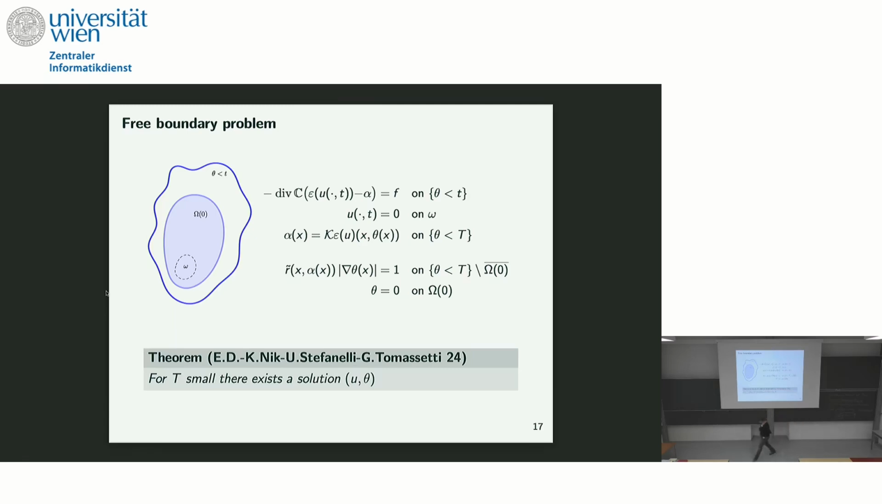So going back to our free boundary problem, now we can solve the equilibrium problem given the growth. The question is whether we can also solve the full free boundary problem when the growth is not prescribed. And this was the result that we proved with Caterina, Ulisse, and Giuseppe. We showed that if you take a small enough time t, then you can find a solution (u, theta). Why do you need a small enough t? Well, you can imagine that if you take t too big, at some point the geometry of your set will be such that you will not be able to prove anymore that your geometry is preserved and that the solution exists.